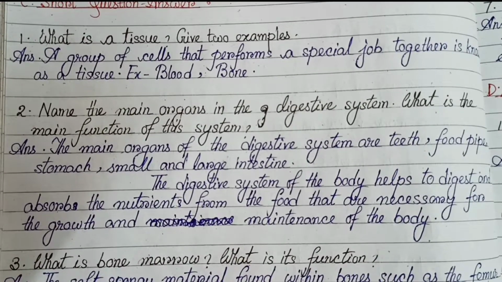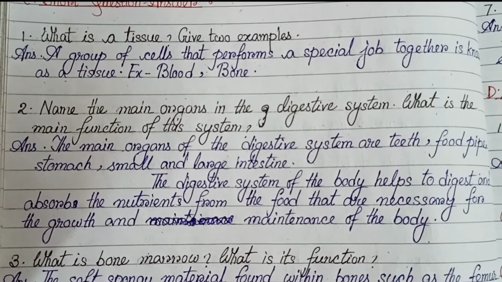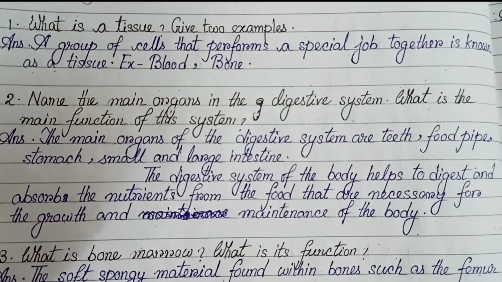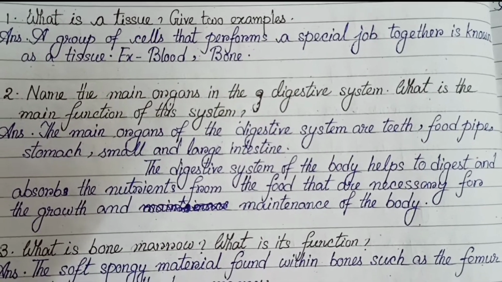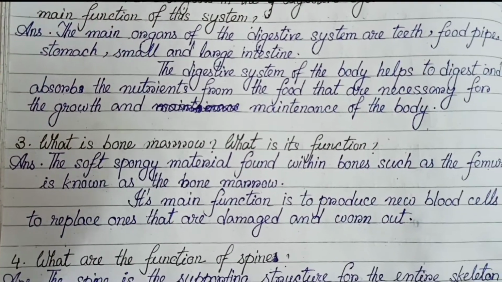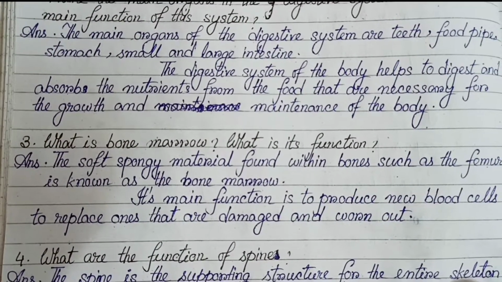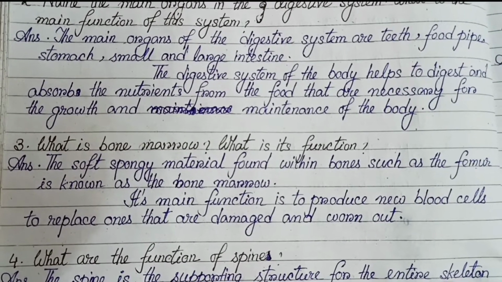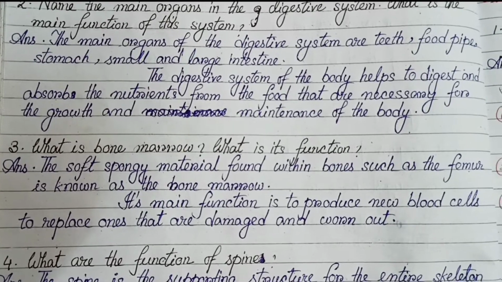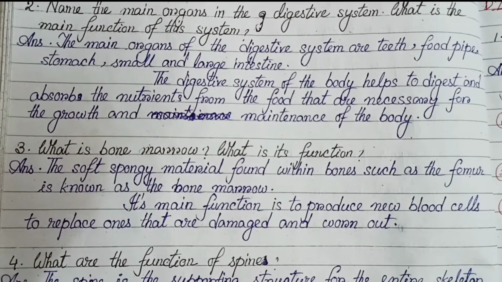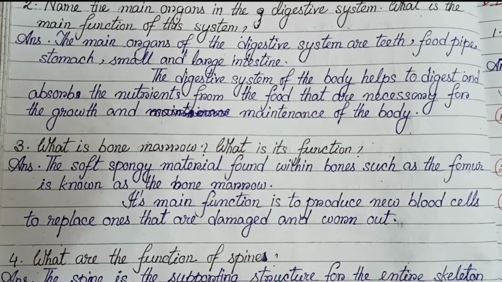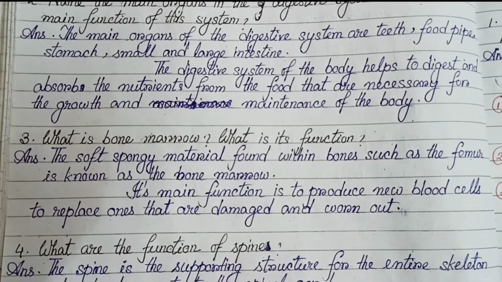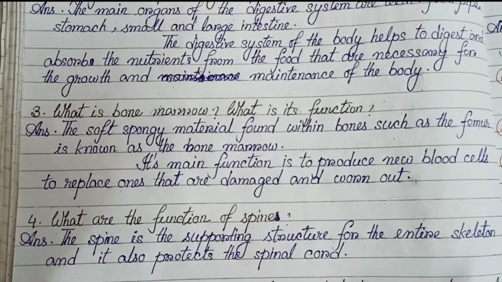The digestive system of the body helps to digest and absorb the nutrients from the food that are necessary for the growth and maintenance of the body. Number 3, what is bone marrow? What is its function? The soft, spongy material found within bones such as the femur is known as the bone marrow. Its main function is to produce new blood cells to replace ones that are damaged and worn out.